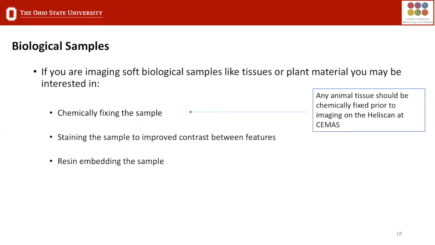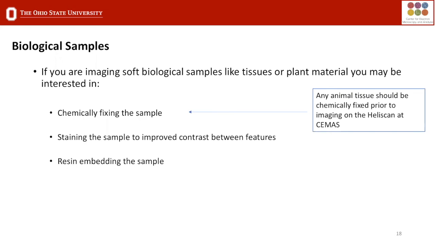Finally, I'm going to talk quickly about imaging of biological samples. If you're working with biological samples like tissues or plant materials, you might want to think about the following 3 options. The samples could be chemically fixed to preserve them. From a safety perspective, any animal tissue which is going to be imaged on the HeliScan at CMAS should be chemically fixed. If you need more information about this, or if for some reason you can't fix your sample and you still want to discuss what options you have, please reach out to our lab manager, Sarah McCullough, for further information.